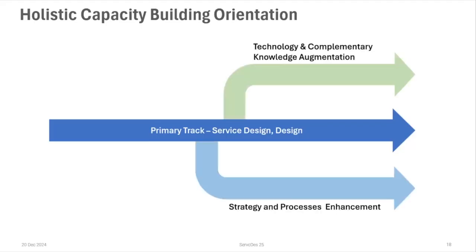So we decided to add two more tracks to our efforts. One is technology and complementary knowledge. Obviously, knowledge is not static, right? Newer and newer things come up, newer technologies come up. People's adoption of technology, those levels change, and so on. So we wanted to keep in line with that and integrate. So we added this other parallel track, and then we also added a strategy and process enhancement track.